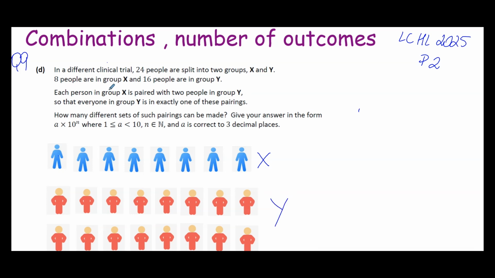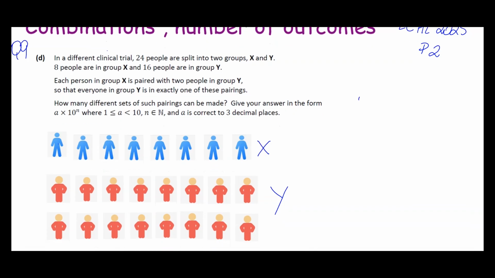Each person in group X is paired with 2 people in group Y, so that everyone in group Y is in exactly one of these pairings. Therefore, how many different sets of such pairs can be made? Give your answer in the form, and we have the form, terms, and conditions. So how do we work that?